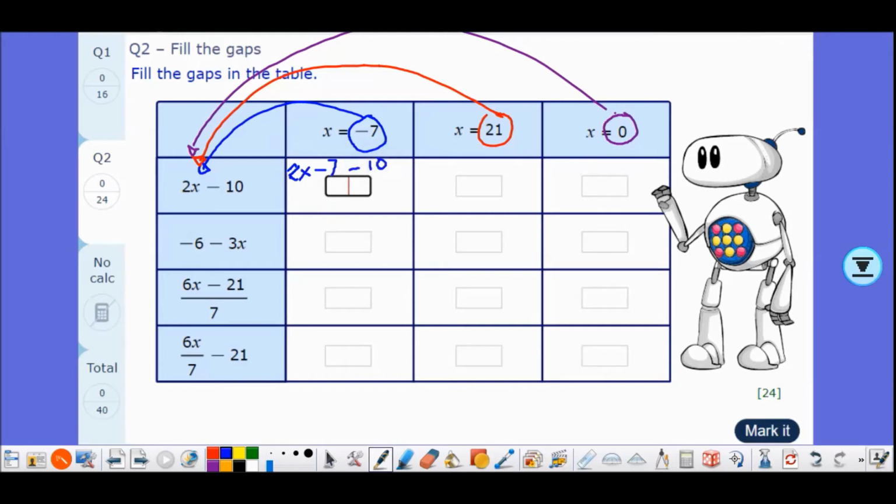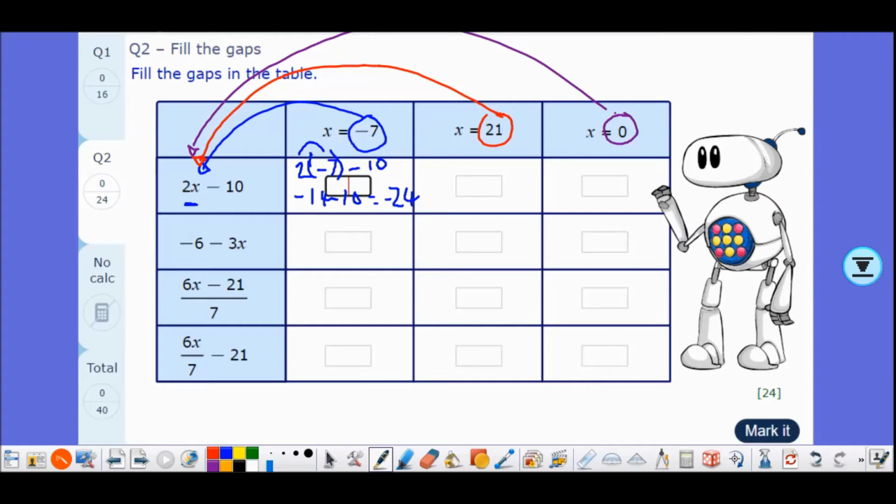minus 10. Okay, so remember I'm doing the BIDMAS first. Okay, and remember, as I said before, if I was doing it myself in a test, I would do 2 bracket. Okay, so that's telling me I've got to do that bit. Okay, 2 times negative 7 is negative 14. Negative 14 take away 10 gives me negative 24.